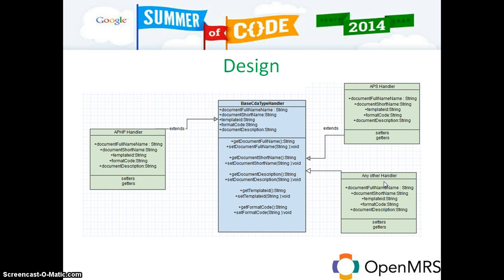We are using this base handler reference in our module to make our work as generic as possible. If we want to add a new CDA document type, all we need to do is create a class, extend from this base handler, use setter methods to add value. That's it. The same design is followed even for sections, where we have base CDA section handler and all child handlers extending from it.